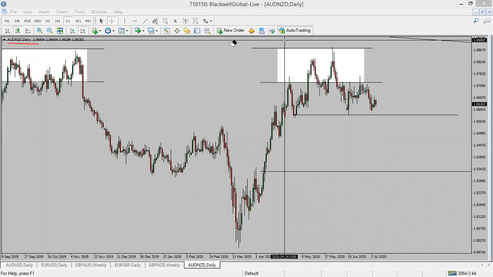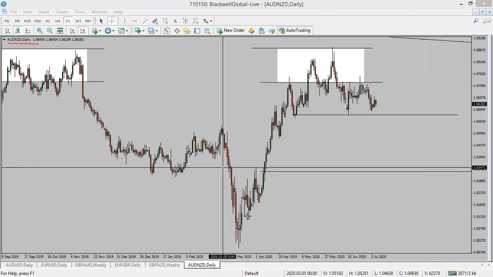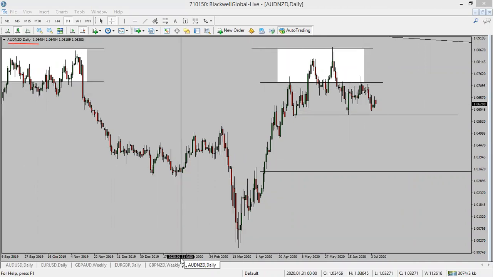So that's the daily. For 4 hour guys, I don't go to the 4 hour. I only go to the 4 hour for entry. As the swing trader that I am, that is what I'll be looking at for the AUDNZD. Very unusual that I trade AUDNZD.